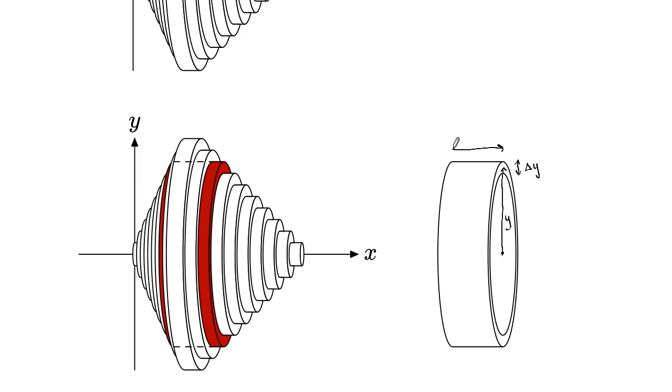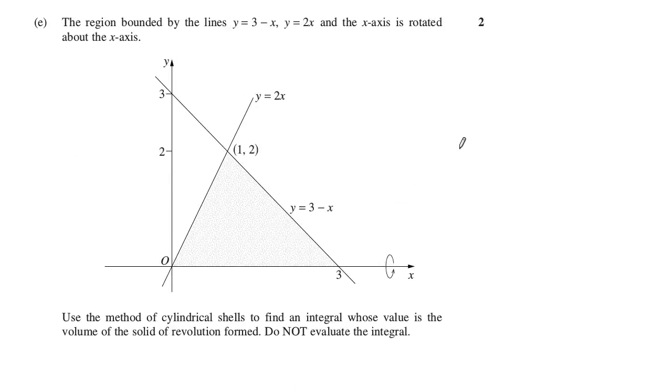And we have to work out the height as well. So if we go back to this diagram, it's as if we're taking like a little section of that and then rotating it around. That's what creates the shell. And we're trying to work out that length. So that'll be the x value there minus the x value there.